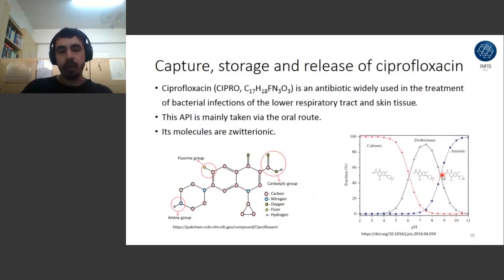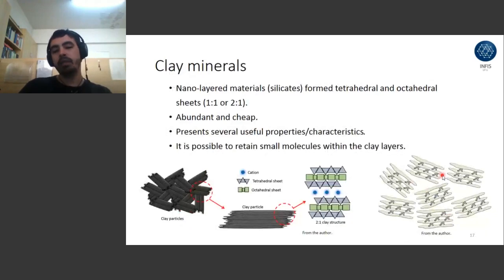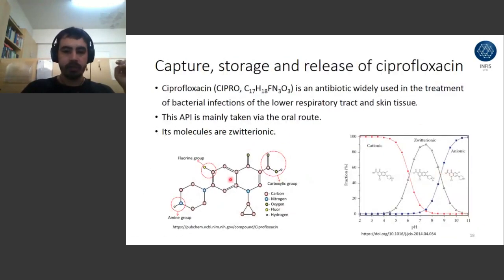I will show you some results where I used a specific clay mineral. It's a synthetic one called fluorohectorite, and it belongs to a family called smectite. And I used it with a drug, ciprofloxacin. Ciprofloxacin is an antibiotic. It's widely used, especially in the United States. It was one of the most used antibacterial drugs in the world at the time that I did this research, four or five years ago.